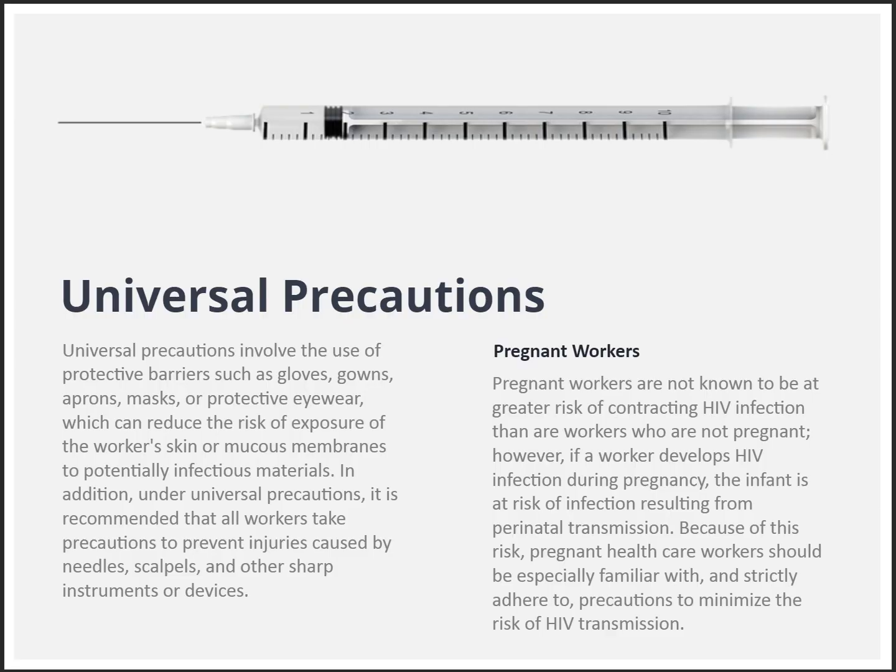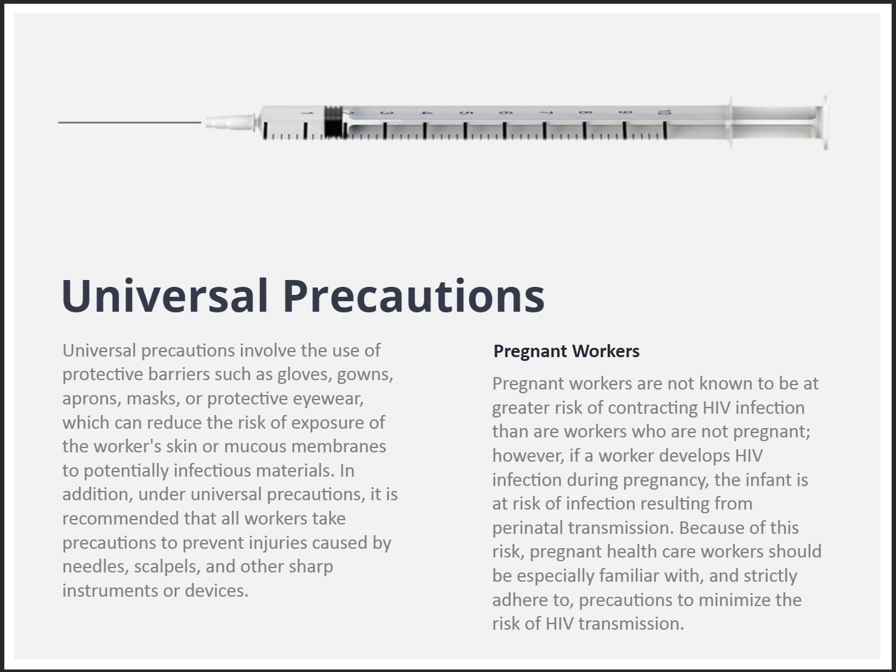Universal precautions involve the use of protective barriers such as gloves, gowns, aprons, masks, or protective eyewear, which can reduce the risk of exposure of the worker's skin or mucous membranes to potentially infectious materials. In addition, under universal precautions, it is recommended that all workers take precautions to prevent injuries caused by needles, scalpels, and other sharp instruments.